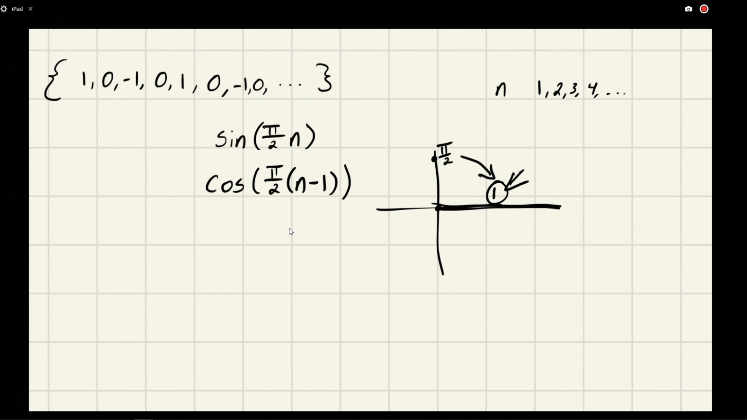So you could use either one. There's probably other ways of writing this solution. I think sine's the easiest one. It occurs to me first, but you could use cosine as well.